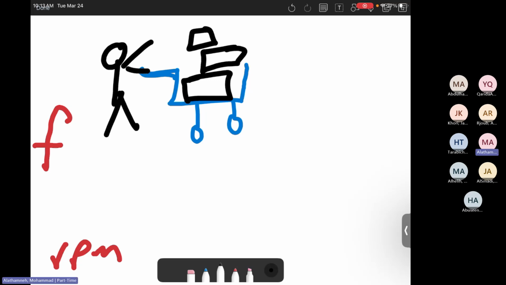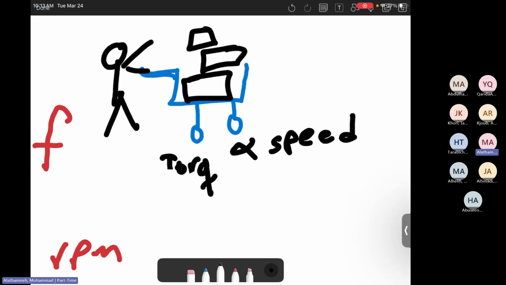As we know from the torque-speed characteristics, the torque is directly proportional to the speed, right? So if you are pushing with a constant torque, it will give a constant speed. Once you increase the torque, the speed will increase, correct? I think we all agree on that. Now, assume you are pushing with the same torque. Assume the torque is constant, the same torque.